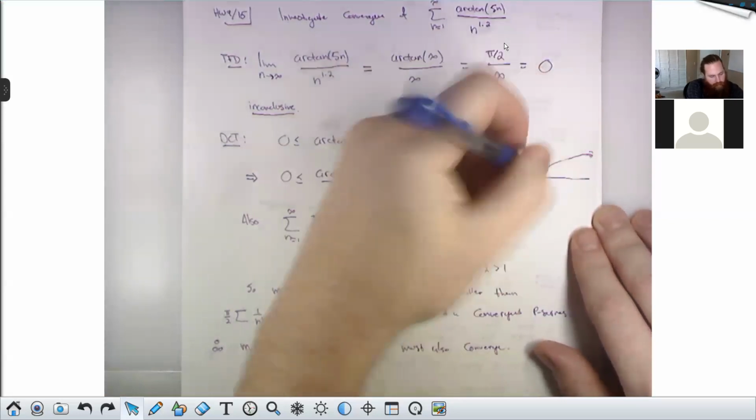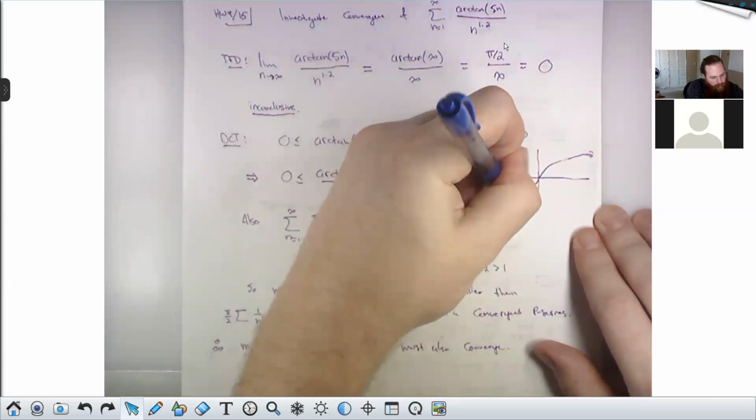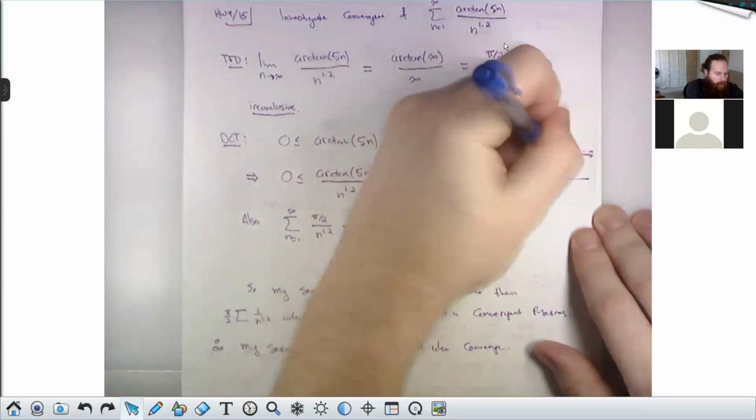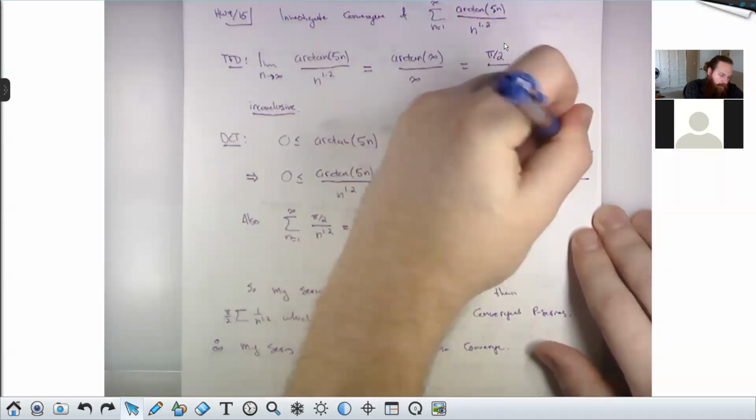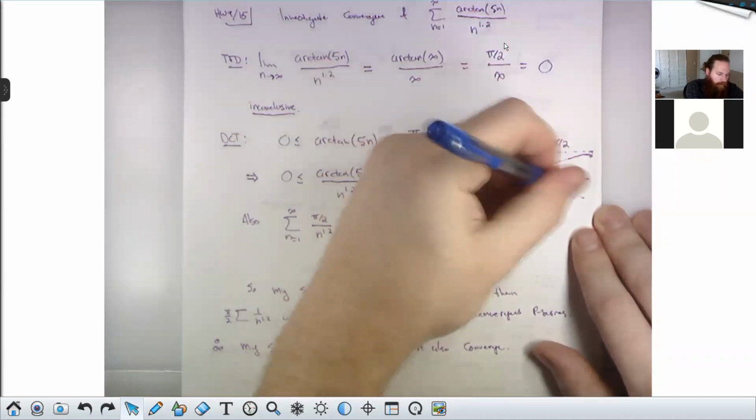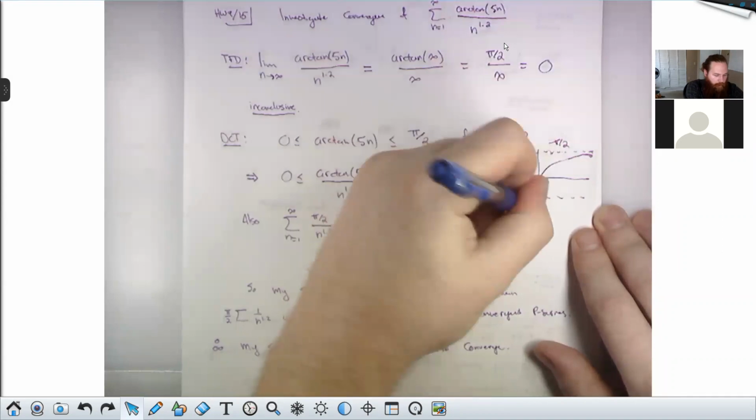Right? This is arctan. He's a monotone increasing function that goes towards pi over 2 on the right and negative pi over 2 on the left.